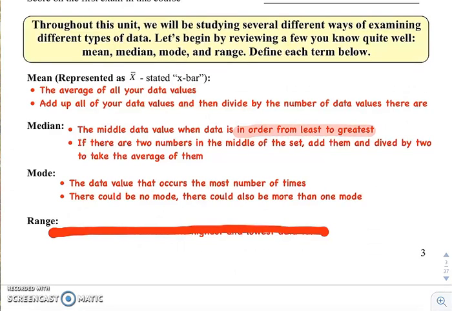Now, in some cases, there could be no number that occurs more than once, or there could be more than one number that occurs the same number of times. Either is possible. So then the last one is the range, and that's the difference between the highest and lowest data values. So you just take the highest and subtract the lowest.